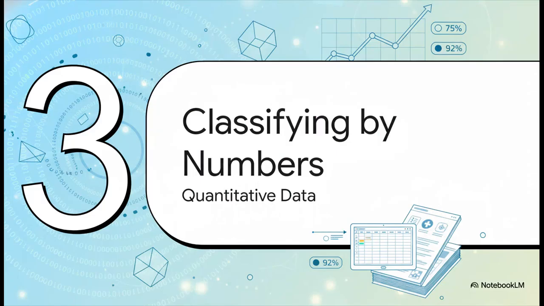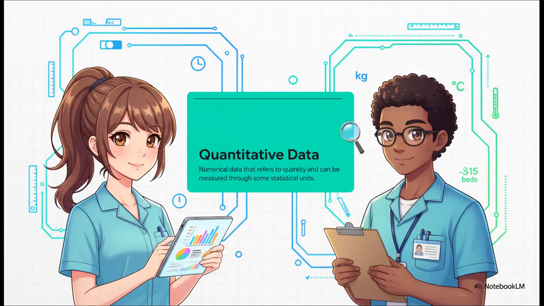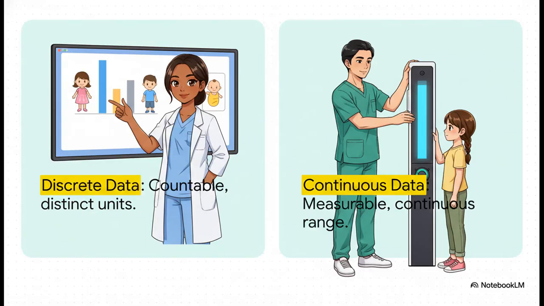All right, let's hop over to the other side of that big data divide. We're going to switch gears now and talk all about quantitative data. This is the world of numbers, counts, and measurements. So, quantitative data is pretty much anything that you can express as a number. It's all about a quantity that you can measure with a specific unit. Things like kilograms, degrees Celsius, or even just counting the number of patients on a ward. But here's a really important point.